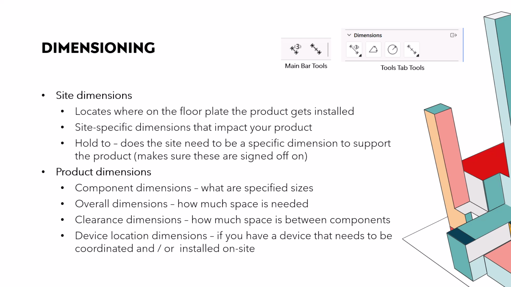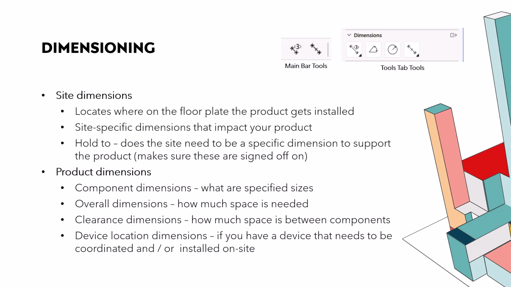When adding dimensions to a drawing, review each dimension type and verify A, if it's needed, and if so, B, make sure it's on your drawing and clearly readable. Dimensions should include, but are not limited to, site dimensions, locating on the floor plate where your product goes. Any specific dimensioning that impacts your product, like are you tying into a base building? Does it need to align to certain elements? All of those things should be dimensioned and confirmed where they are.